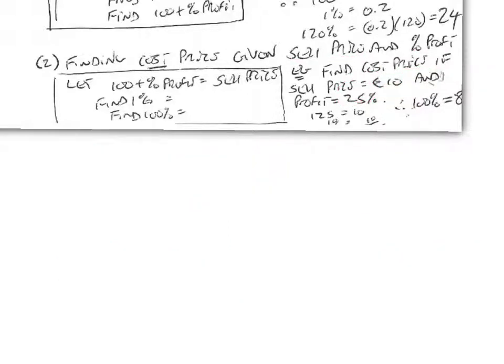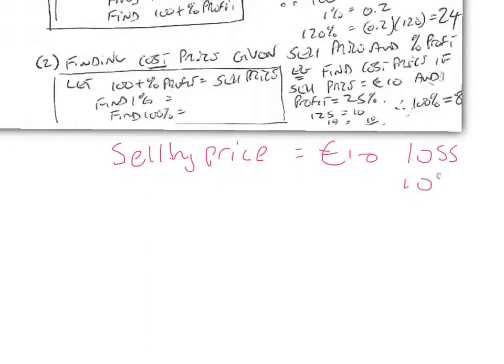But again, it's not always about a profit. Sometimes we might need to find the cost price of DVDs if the selling price was equal to 10 euros and they made a loss of 10%. Well, in this case, we don't say 100 plus 10 is equal to the selling price. It's actually a loss, so it's 100% minus 10% is equal to the selling price, which is 10 euros. So 90% was equal to 10 euros.